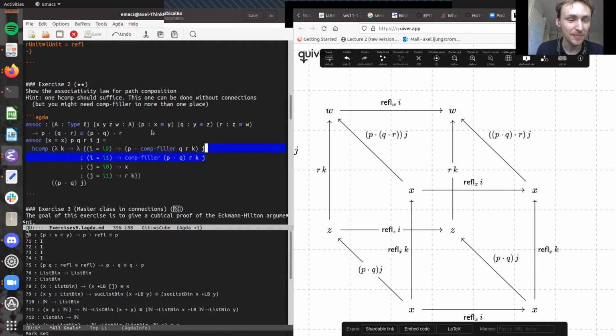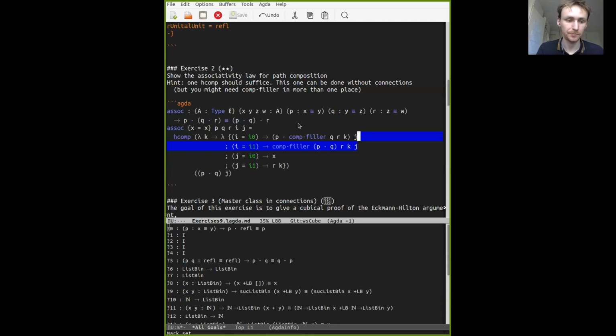Yeah, I hope this is good enough. Okay, let me go back to just sharing Emacs now. This is the one. Right.